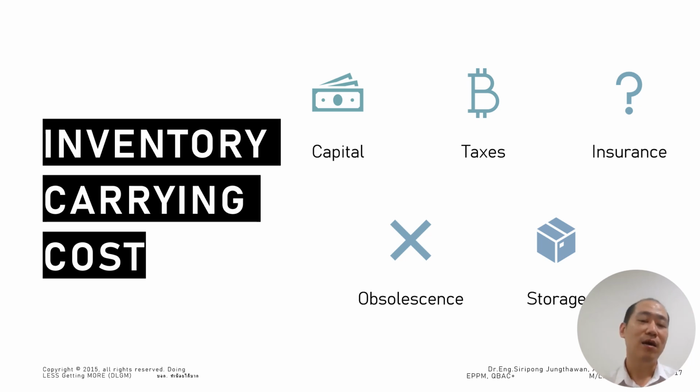Inventory carrying cost has an impact on capital. When you keep inventory, you have to pay the money, right? And also you have to pay tax. And sometimes you have to pay for insurance to keep the inventory, to reduce the risk from accidents, obsolescence, theft, or any risk that you can know for your finished goods. So you have to pay for insurance. And the storage cost is like paying for the warehousing. That's what we call inventory carrying cost.